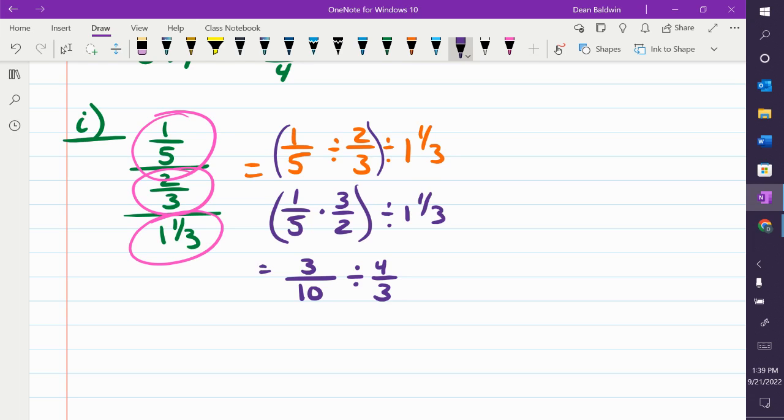Some people at this point will want to cancel the 3s. They'll go, oh, look, the 3s. Don't cancel them. Because we're dividing. Okay? Don't cancel until you flip it and it becomes a multiplication. So which one do I flip? The second one, the 4/3. So this becomes 3/10 times 3/4.